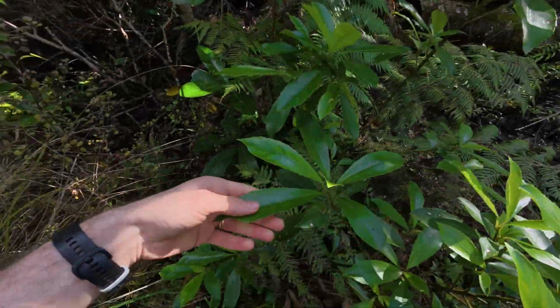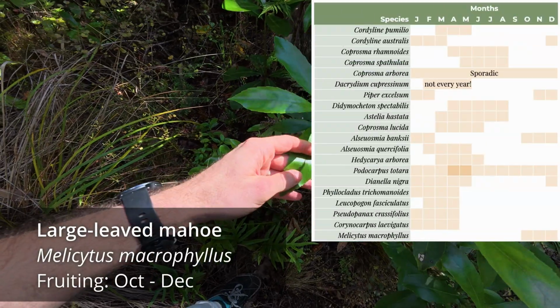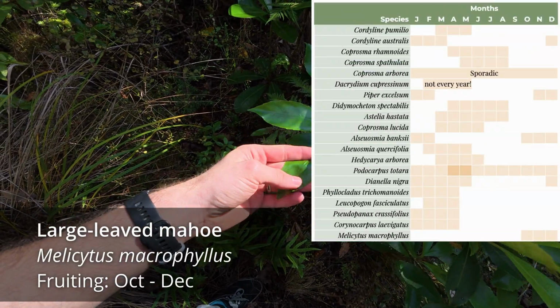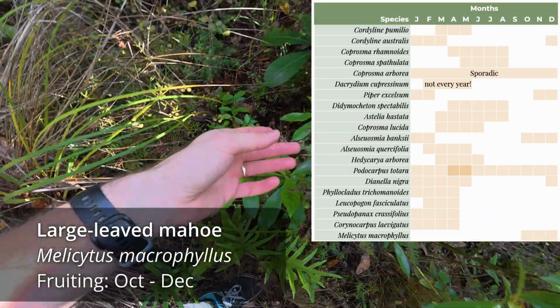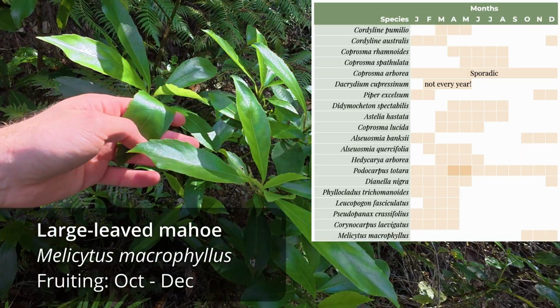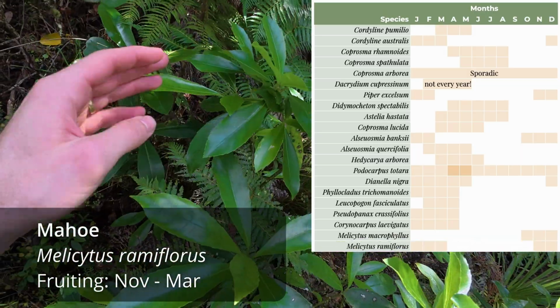You may need to grab more than one species that overlaps the same time frame of the year to suit all of your bird species' needs. What we've got here, this one's actually the large-leaved mahoe, I believe. I can't remember, it's Melicytus macrophyllus, I think. We do have another one in this forest that I've seen as well, Melicytus ramiflorus, same genus.